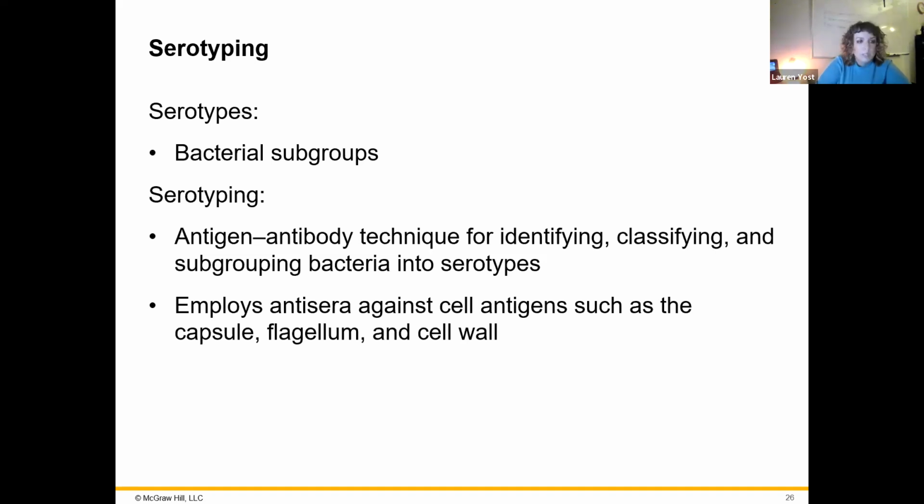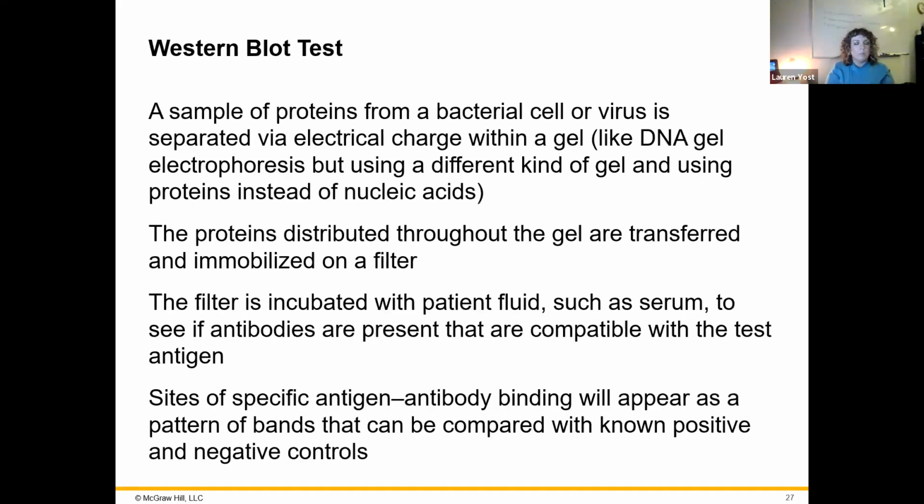So serotyping. Serotypes are bacterial subgroups. We have antigen antibody techniques for identifying, classifying, and subgrouping certain bacteria into serotypes. Sometimes they might have certain characteristics, and sometimes it'll be hard for us to tell the characteristics, but we call them serotypes because we can identify them based on these antibody antigen interactions. That will help us look for the presence of flagella, whether it has a capsule or not, and certain characteristics of the cell wall. These antibodies can tell us the differences between these organisms, so we can tell what's what.